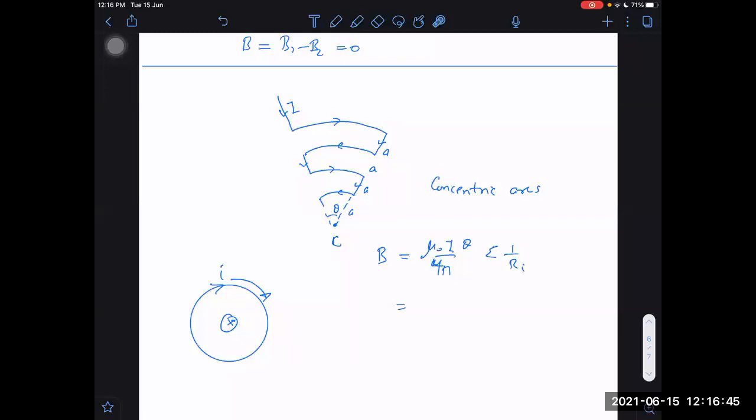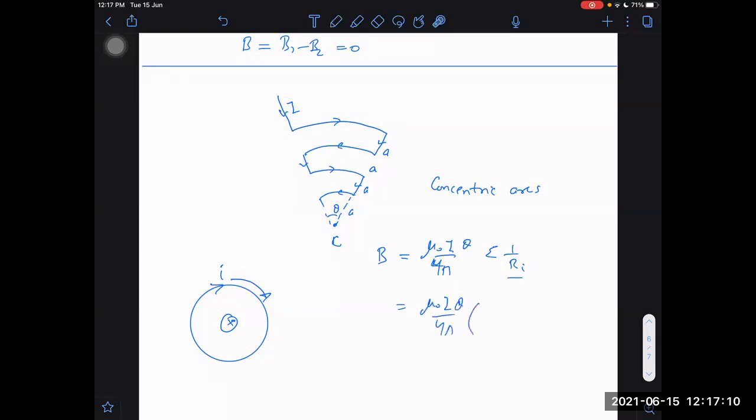If right hand fingers are turned in clockwise direction, then the thumb will be pointing into the plane. So here the field will be into the plane. Clockwise, into the plane, means negative. Anti-clockwise is positive. So the first one is negative. So I can write mu naught I theta upon 4 pi, taking the first radius as negative.